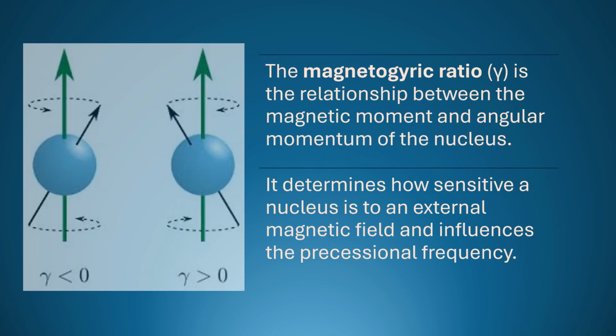The magnetogyric ratio is a fundamental property of a nucleus that determines how strongly it interacts with a magnetic field. It is a constant for each type of nucleus and dictates the Larmor frequency, which governs precession in NMR. For example, the magnetogyric ratio for hydrogen-1 is significantly larger than that of carbon-13. This means that, under the same magnetic field, 1H will precess at a much higher frequency than 13C. This property is exploited in NMR spectroscopy to selectively analyze different elements in a compound.